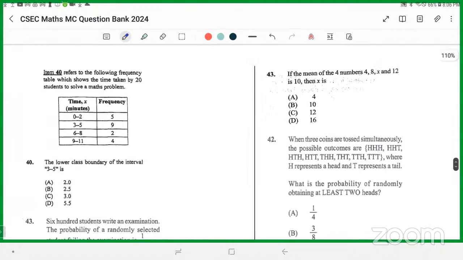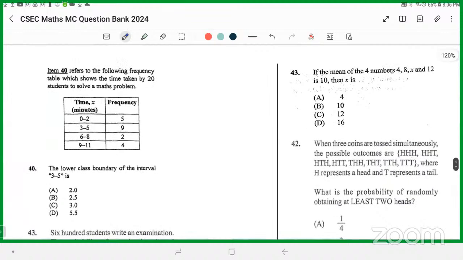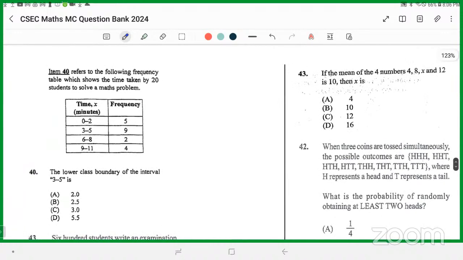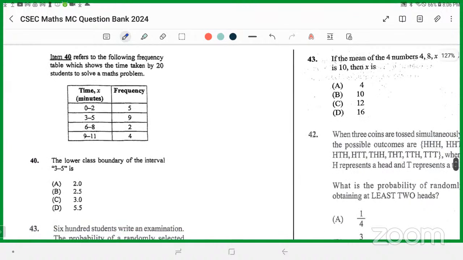This question says, item 40 refers to the following frequency table, which shows time taken by 20 students to solve a math problem. The lower class boundary of this class is 2.5. This class's lower class boundary is 0.5 off that. It's halfway between this 2 and this 3. 2.5. This is the answer.